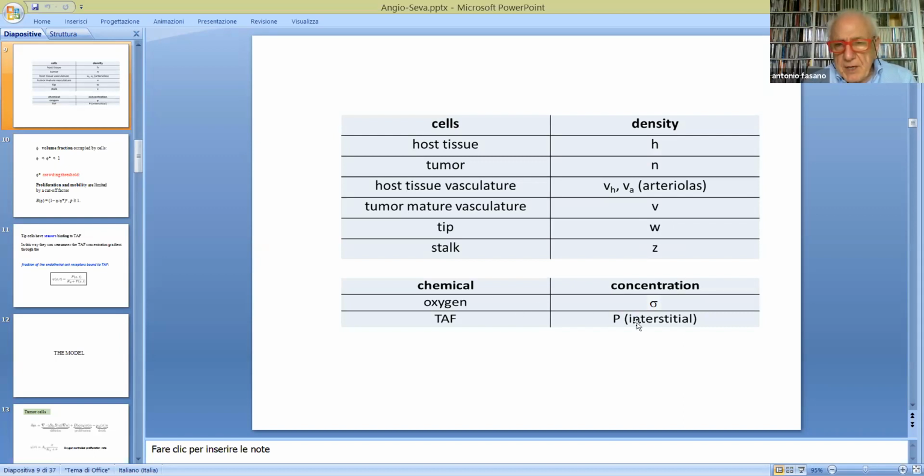And next we have chemicals: the tumor angiogenesis factor, as we said, with the interstitial concentration P, and the oxygen concentration sigma.